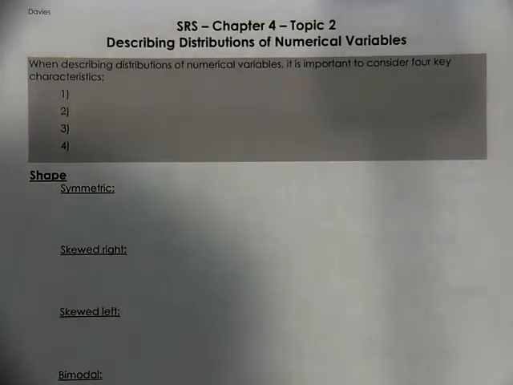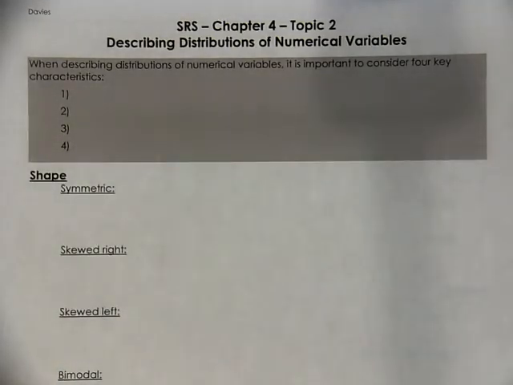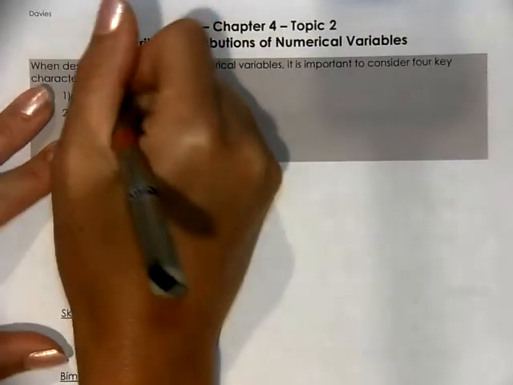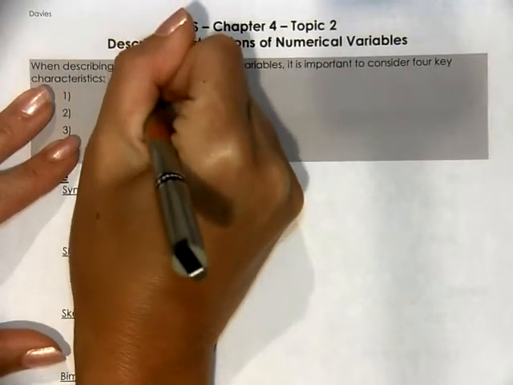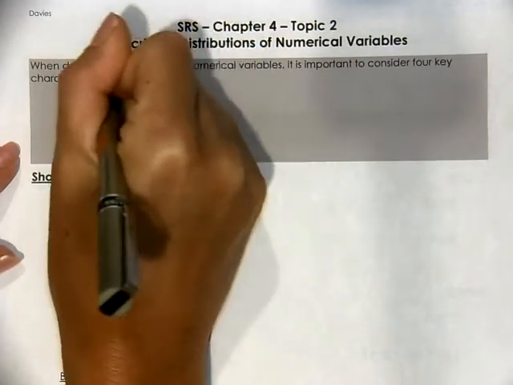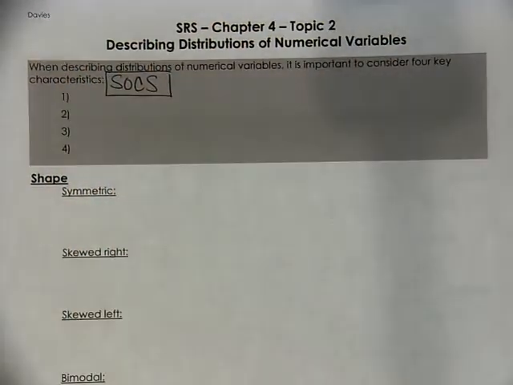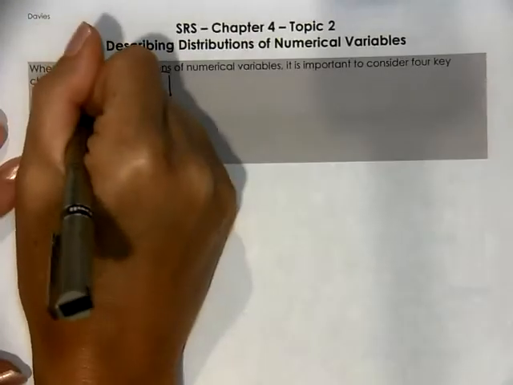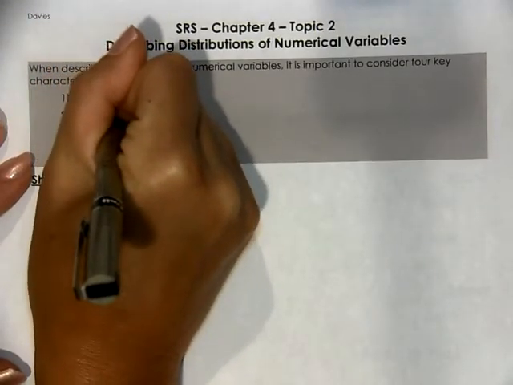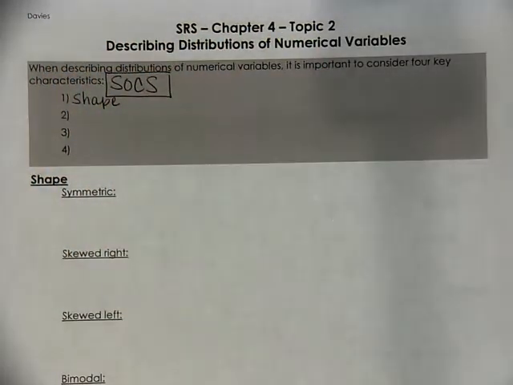So, when describing distributions of numerical variables, it's important to consider 4 key characteristics, and I like to use the word SOCS to help me remember what those 4 key characteristics are. SOCS. Okay? The first one is shape, and we will spend the rest of today's notes talking about these specific characteristics in full detail. So don't worry if you don't understand what they mean right at the beginning.